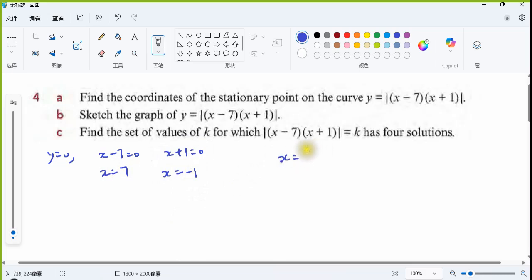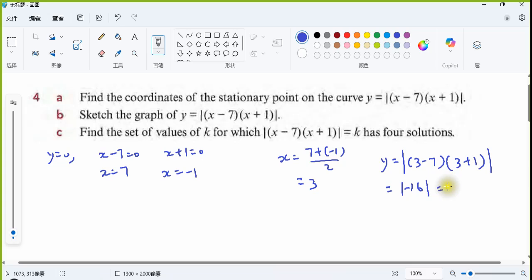So the axis of symmetry will be 7 plus negative 1 over 2, which is 3. So when x is 3, this will become negative 4 times 4, which is negative 16, the modulus of negative 16, then it will become 16. So the coordinate of the stationary point will be (3, 16). Okay.